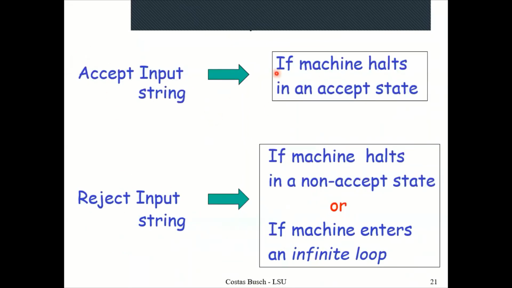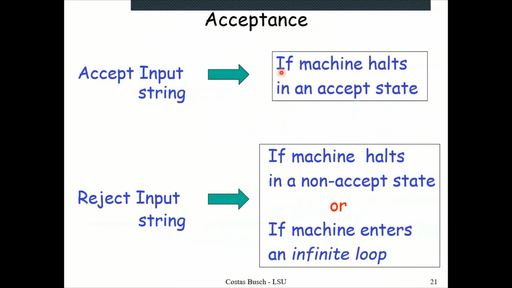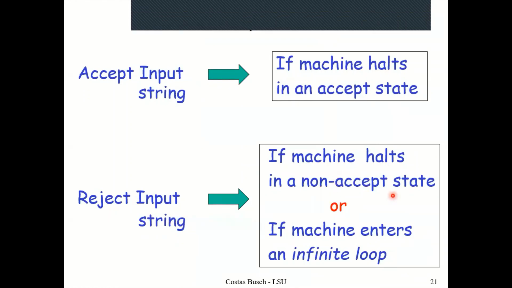So accepting an input would mean that the machine halts in an accept state, and rejecting an input would mean either the machine halts in a non-accept state or the machine enters an infinite loop.